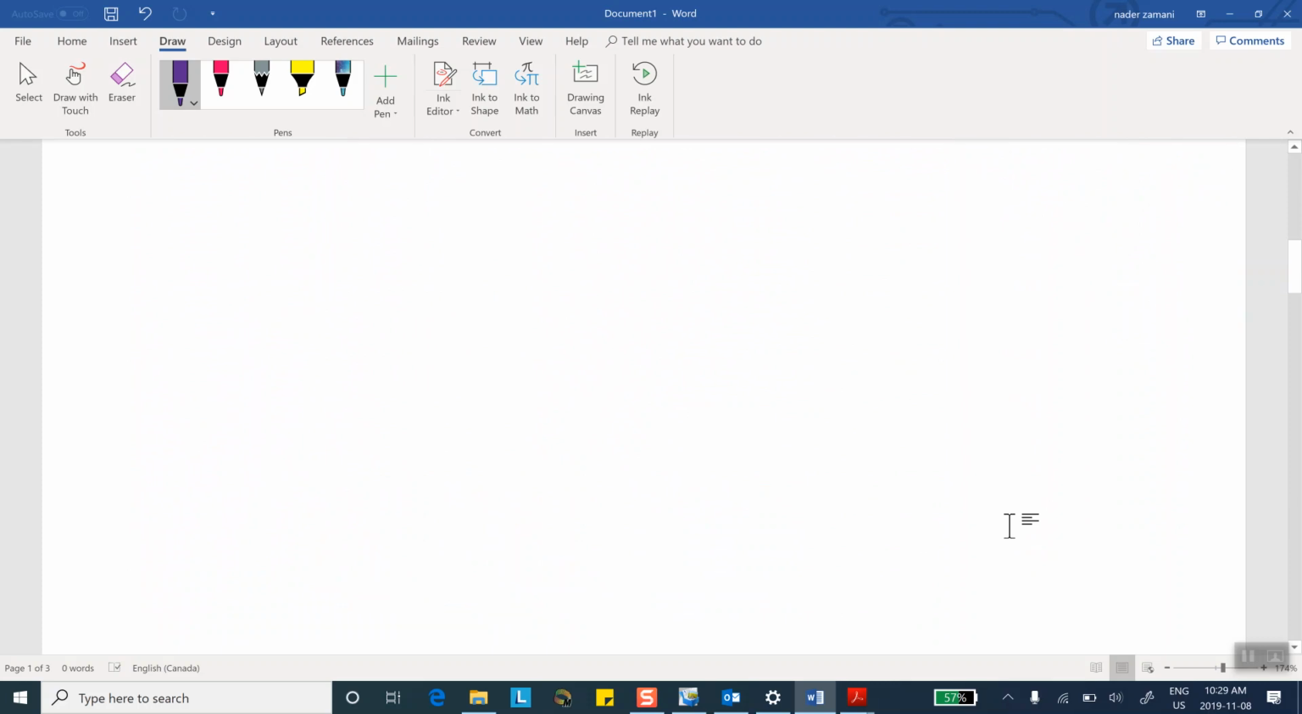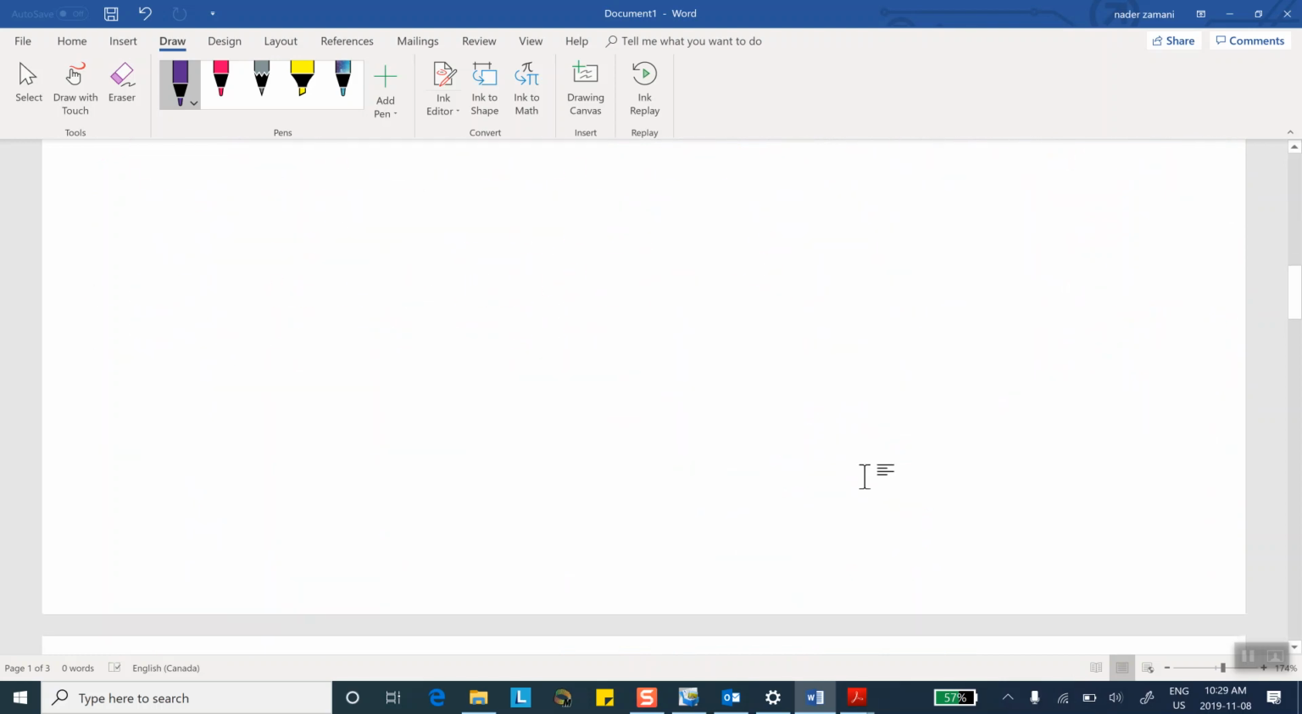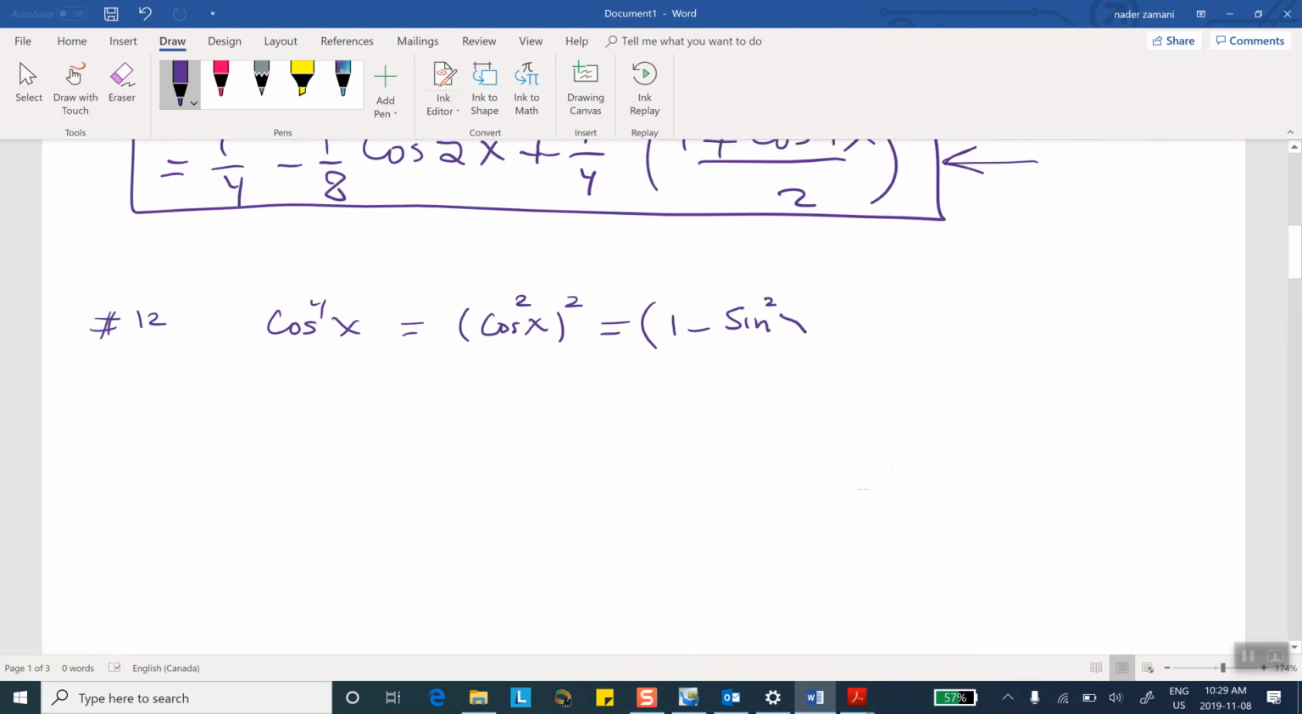Number 12. This is almost the same as the other one. So we're going to write this thing as cosine squared x to the power 2. And inside the parentheses, we can do it as 1 minus sine squared x, the fundamental trig identity that you should always know.